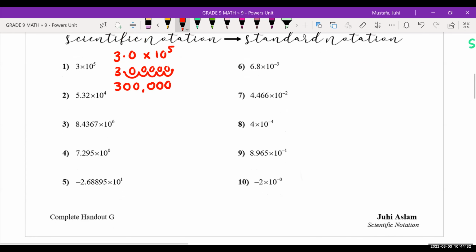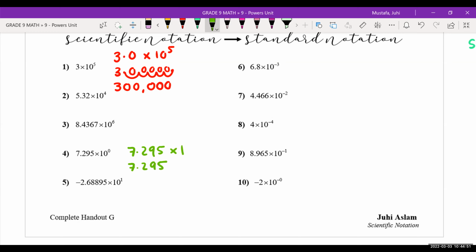Question number 4 is interesting. 7.295 times 10 to the power of 0. This is actually important for your quiz. Anything to the power of 0 is equal to 1. So this question is basically saying 7.295 times 1, which is going to be itself. And your final answer is just going to be 7.295.